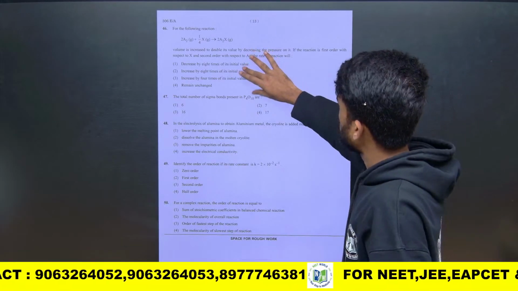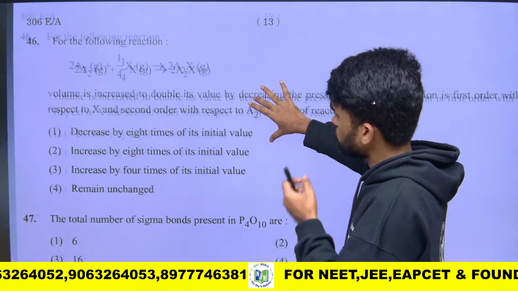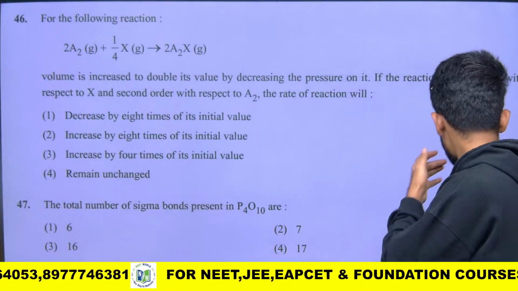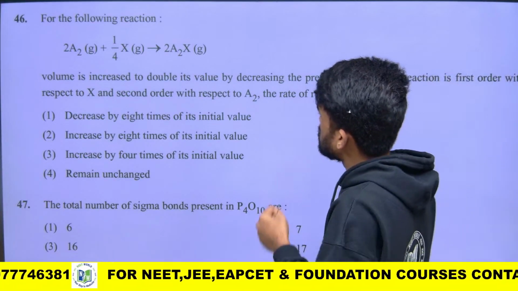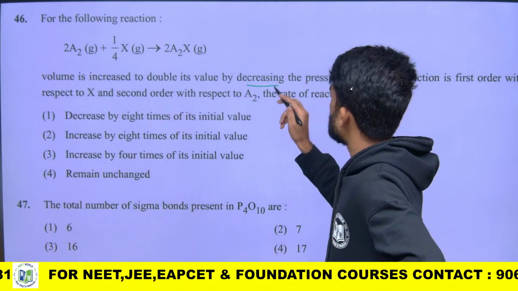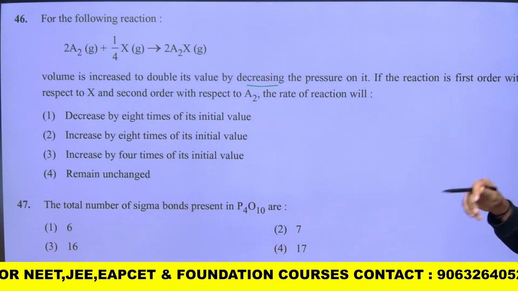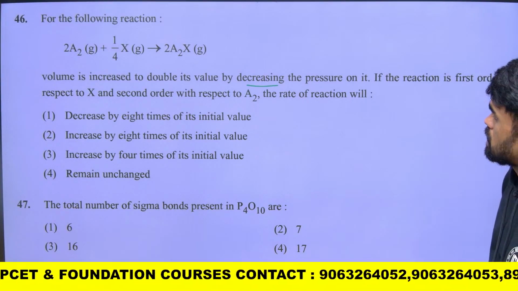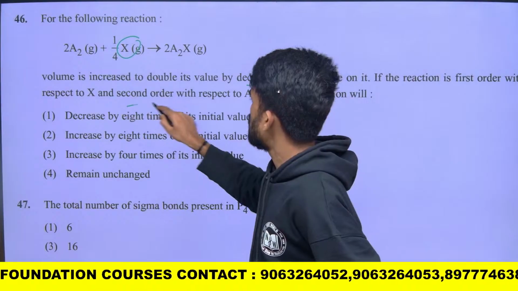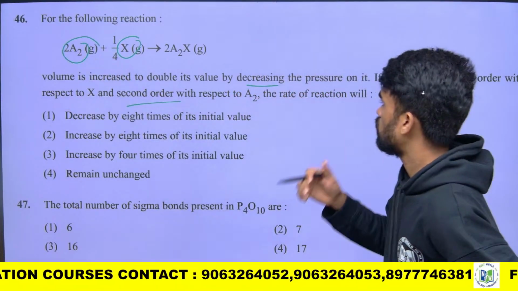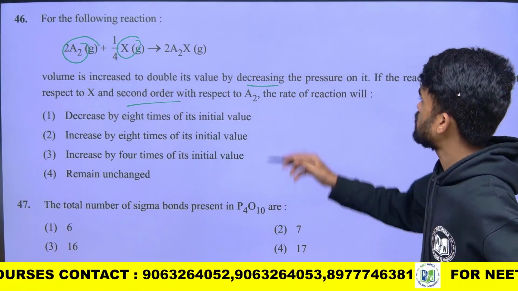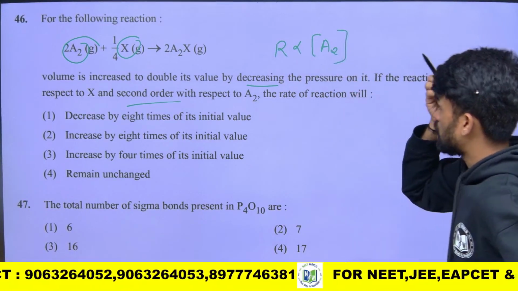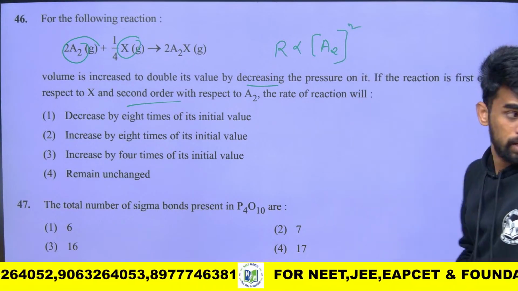This is again a chemical kinetics question. How do we answer this? Volume is increased for this reaction. Volume is increased by decreasing the pressure on it. If the reaction is first order with respect to X and second order with respect to A, then what happens here? So I can say rate is directly proportional to the concentration of A. What is the order with respect to A? Second order. So write R2.